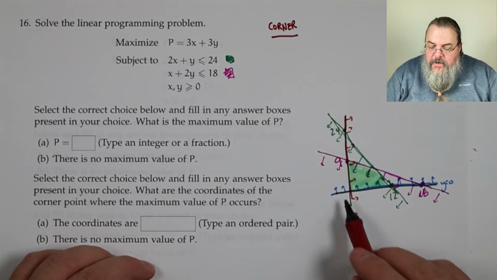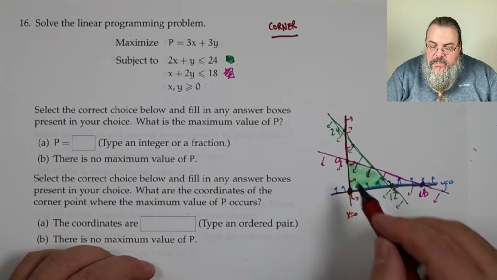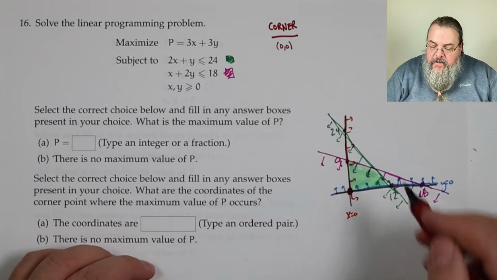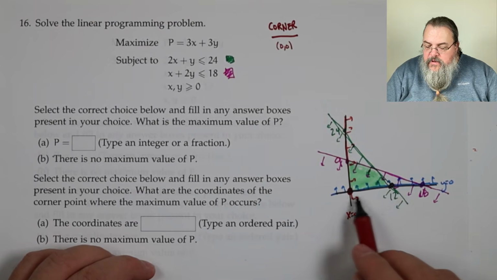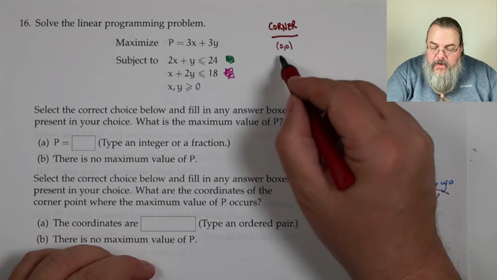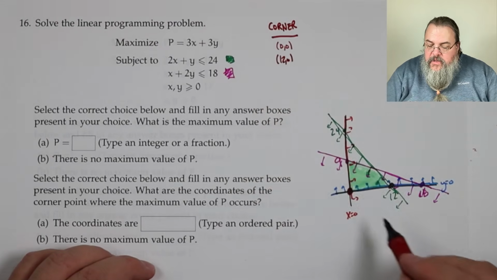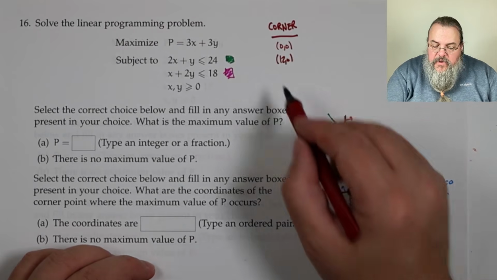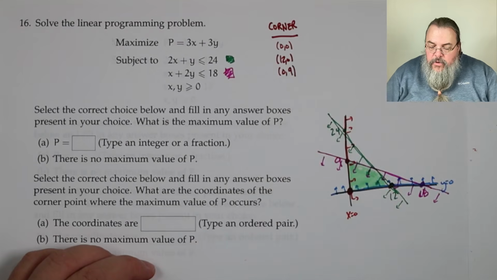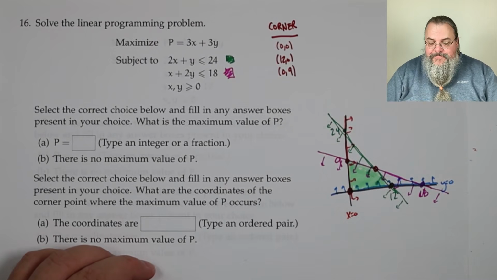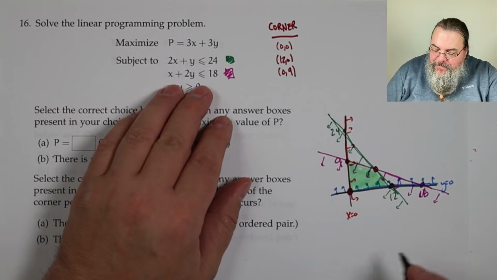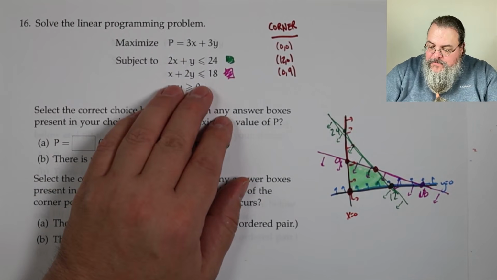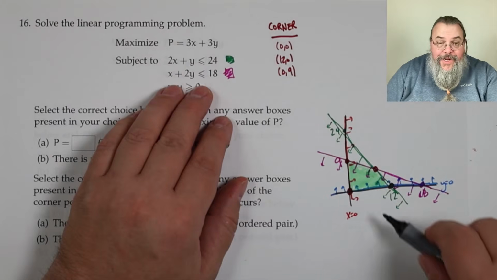Now, 3 of our corners are going to be easy. The origin, that's pretty easy to find. Here, this is the x-intercept, and that's at 12, 0. Okay, that's all good. Here, y-intercept, 0, 9. Cool, cool, cool. And then there's one more. How do we find that? Well, we have to work through it. So we have to find the intersection of 2 lines.